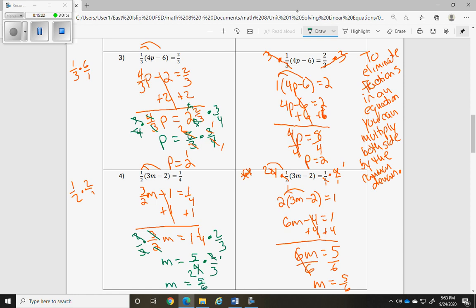So guess what? I got the same answer both ways. I actually think that way was a little bit nicer. So if you find the common denominator and multiply both sides by that denominator, the fractions will go away.